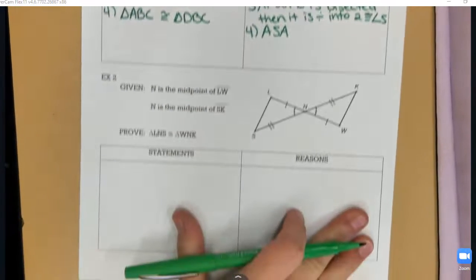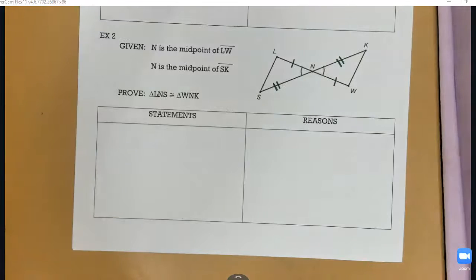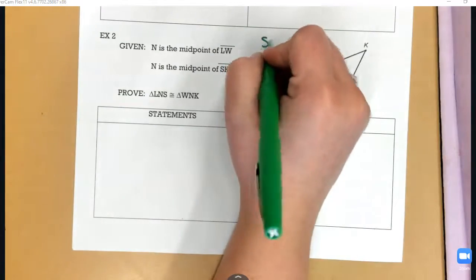Let's go to example 2. And this one already has stuff labeled for us, but let's look at our givens. N is the midpoint of LW, which means LN is congruent to NW because if a point is the midpoint, it divides the segment into two congruent segments. And N is also the midpoint of SK. So that means that SN is congruent to NK because if a point is the midpoint, then it's divided into two congruent segments. So I also know that angle LNS is congruent to angle KNW because they are vertical angles. So this set of triangles is going to be side, angle, side. So that's what I need to show in my proof.